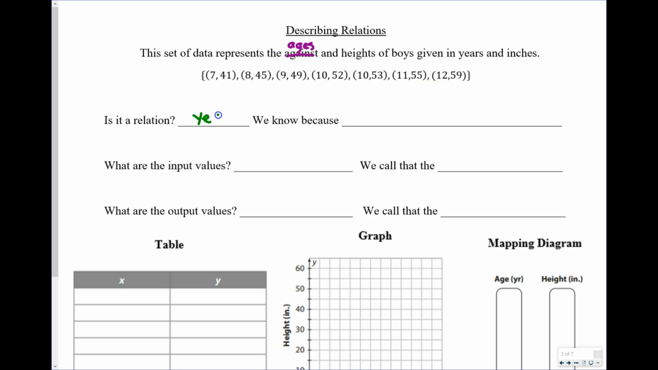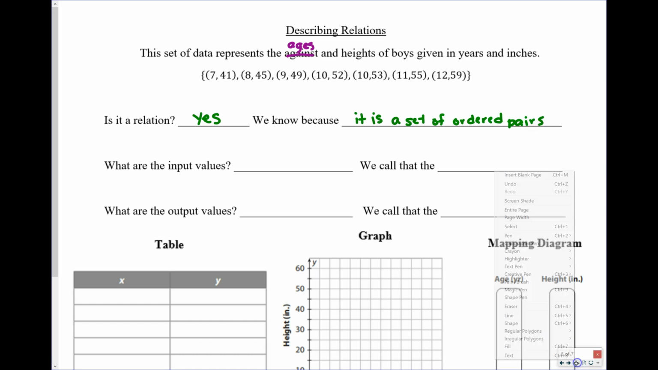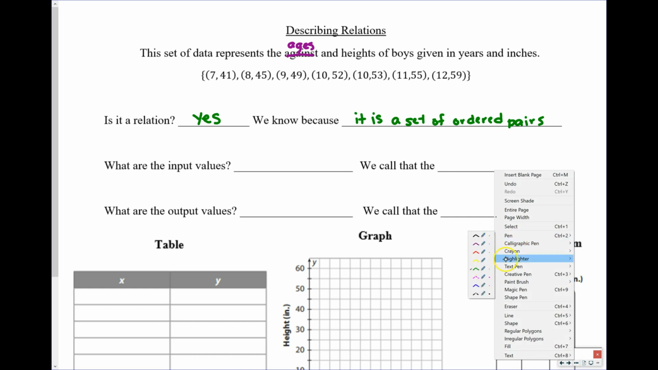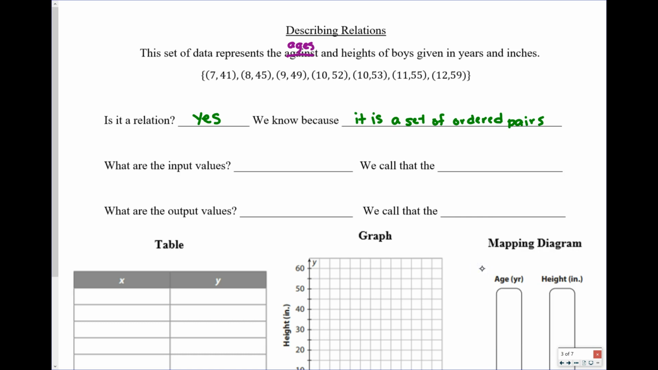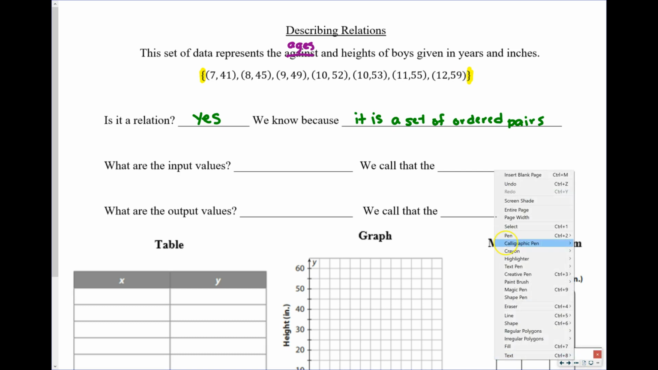Yes. And we know because it is a set of ordered pairs. Don't overthink this. You know what ordered pairs are. I'm just now telling you about when you have a set of them. Let me be a little more clear in what a set actually looks like. See this little squiggly bracket? This is called set notation.